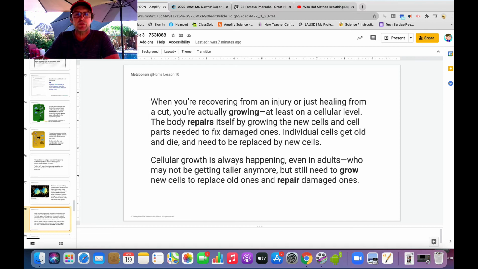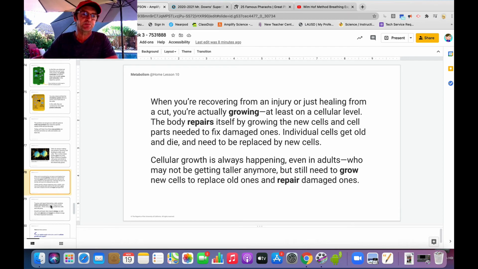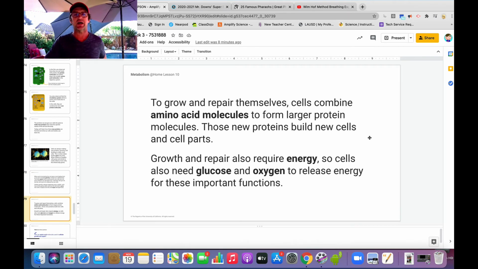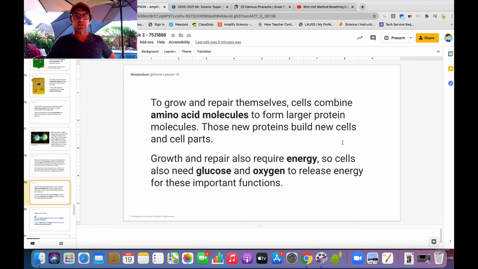At least on a cellular level, the body repairs itself by growing the new cells and cell parts needed to fix damaged ones. Individual cells get old and die and need to be replaced by new cells. Cellular growth is always happening, even in adults, who may not be getting taller anymore but still need to grow new cells to replace old ones and repair damaged cells. To grow and repair themselves, cells combine amino acid molecules to form larger protein molecules. Those new proteins build new cells and cell parts. Growth and repair also require energy, so cells also need glucose and oxygen to release energy for these important functions.